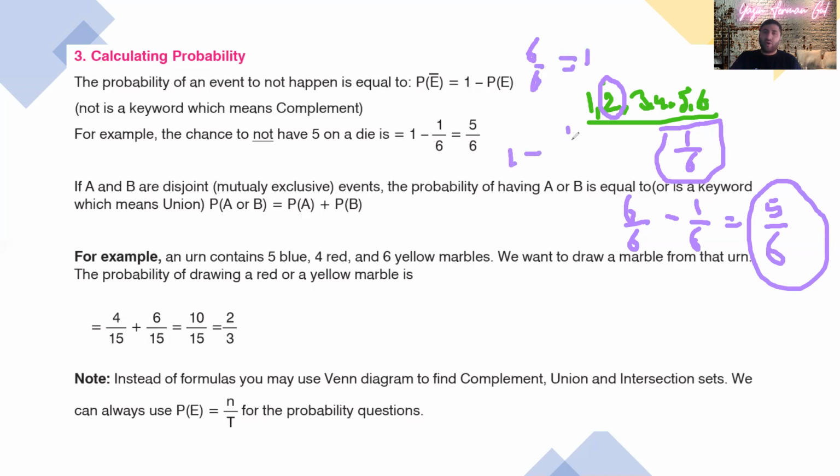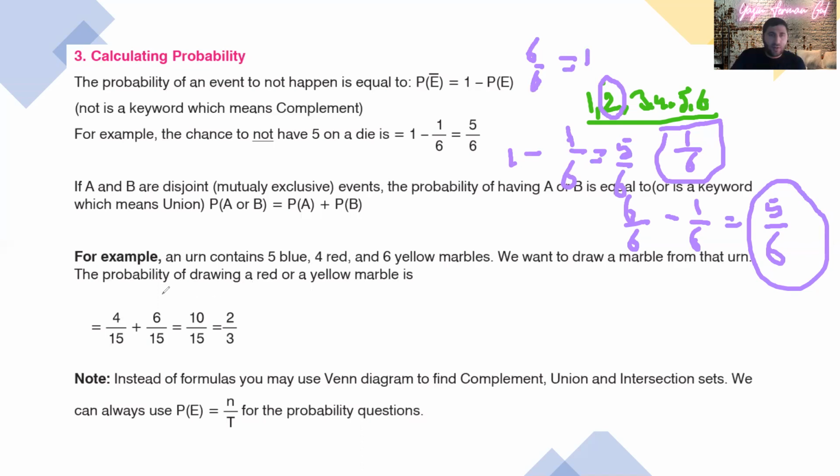1 minus 1 over 6. 6 times 1 over 6 minus 1 equals 5 over 6, right? That's what I wrote here, 6 over 6, so you can understand clearly, minus 1 over 6, that will be 5 over 6. So the probability of this event not to happen is 5 over 6.